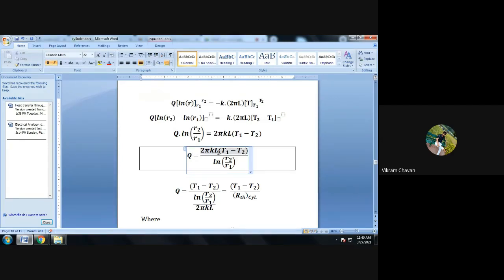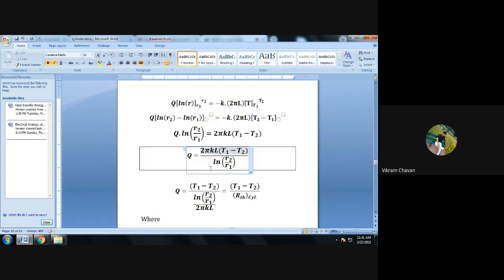So what is the remaining part in the numerator? 2 pi KL is the remaining part in the numerator. That part we have to shift to the denominator side without changing the significance of the equation. Remaining means, after eliminating the temperature difference, the remaining part from the numerator we have to shift to the denominator. So we have shifted this 2 pi kl to the denominator.